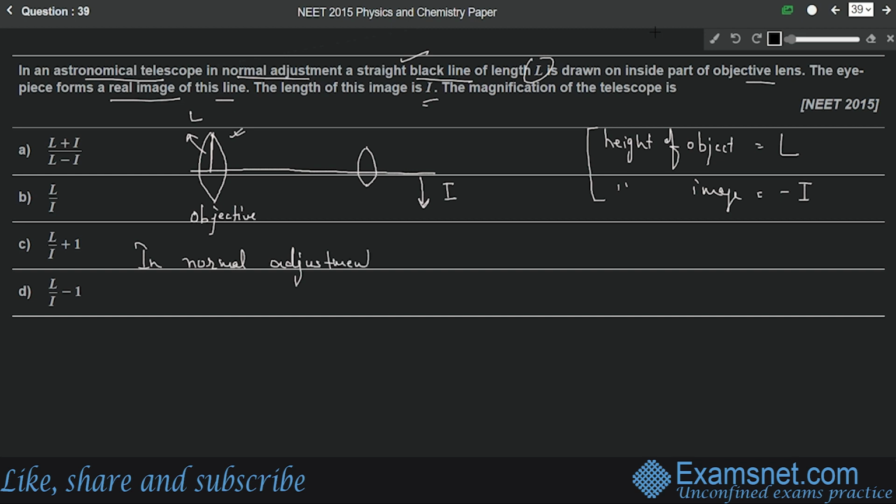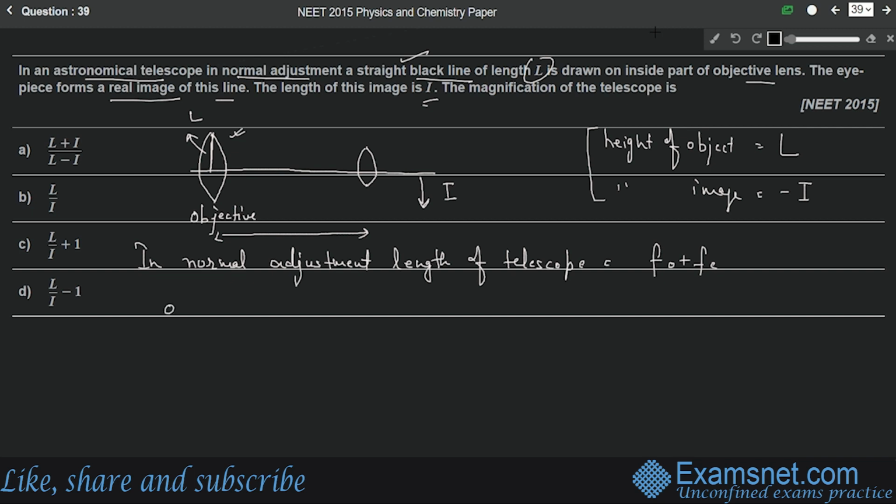what is the length of the telescope? The length of telescope will be equal to FO plus FE. Okay, what is the length? The total distance between the eyepiece and the objective lens is the length of the telescope. So that is equal to FO plus FE, right?